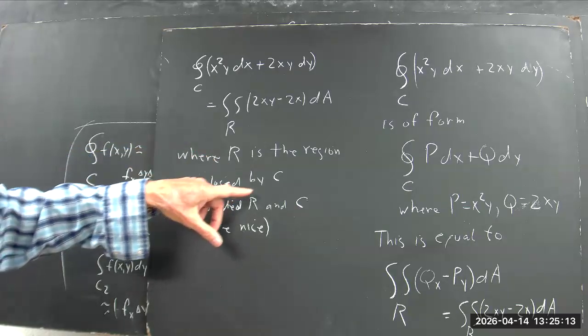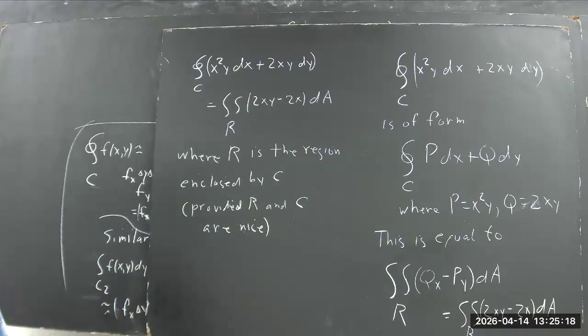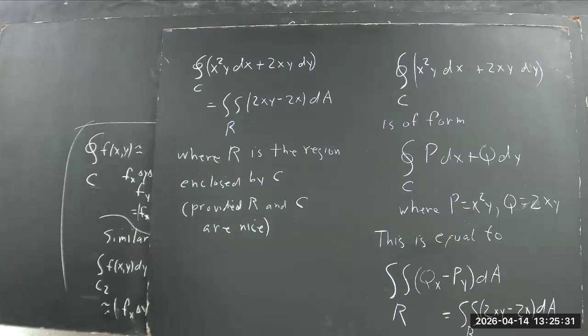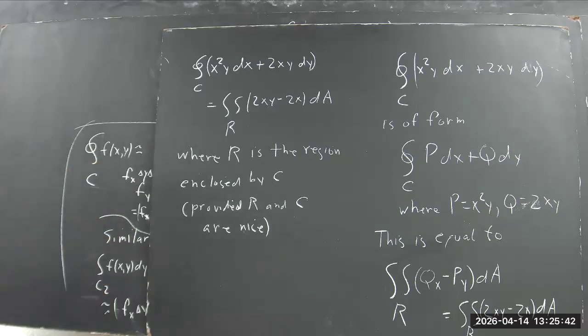Then I'll say where R is the region enclosed by C, provided R and C are nice. And I'm not defining nice, but it has to be a simple closed curve. The region has to be simply connected. If it's not a simply connected region, then you got to mess with it a little bit, but you can usually do it. And I'm not getting into that, and I'm not going to test on that because not every course even includes this material at the end.